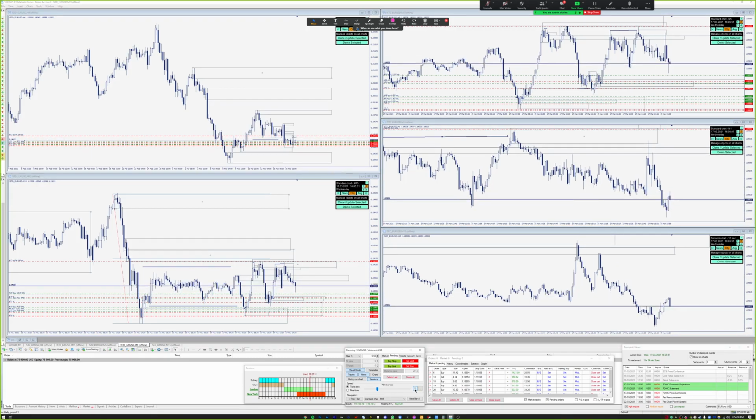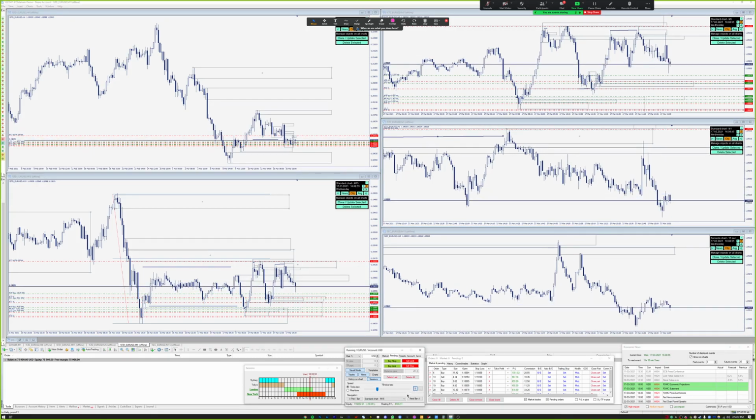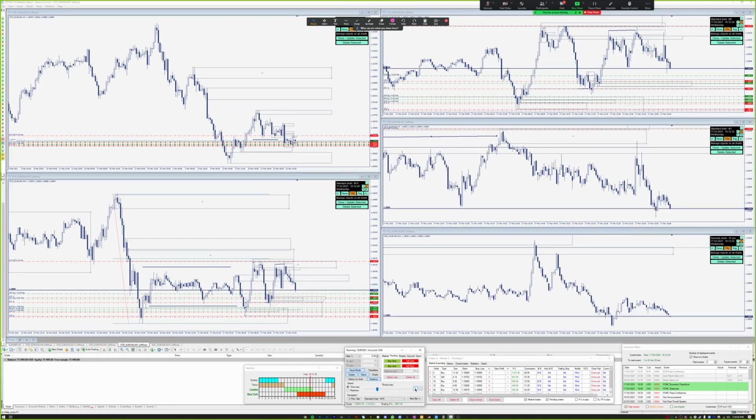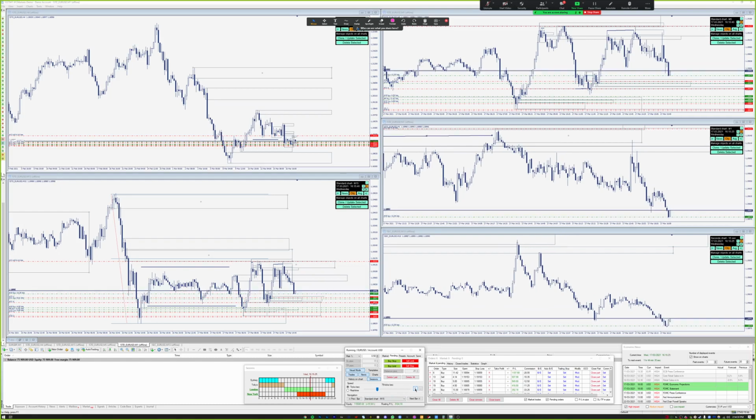Still running pretty nice on that. And we're hedged so well that no matter what price does at this point, it's pretty good. We're pretty okay here.